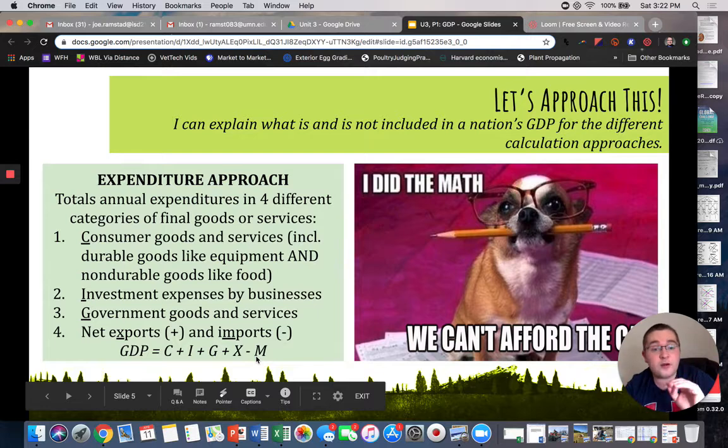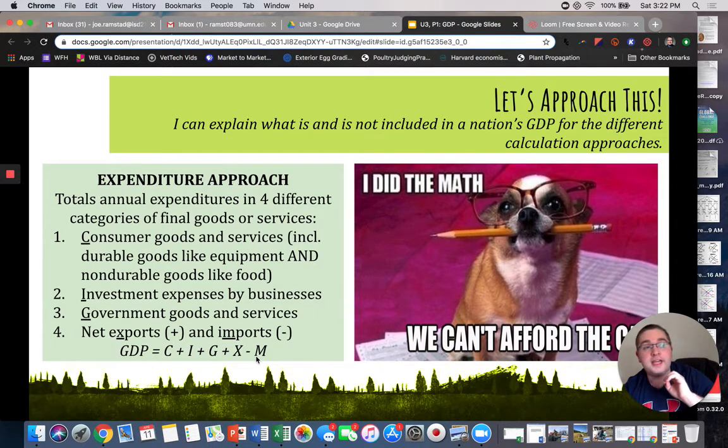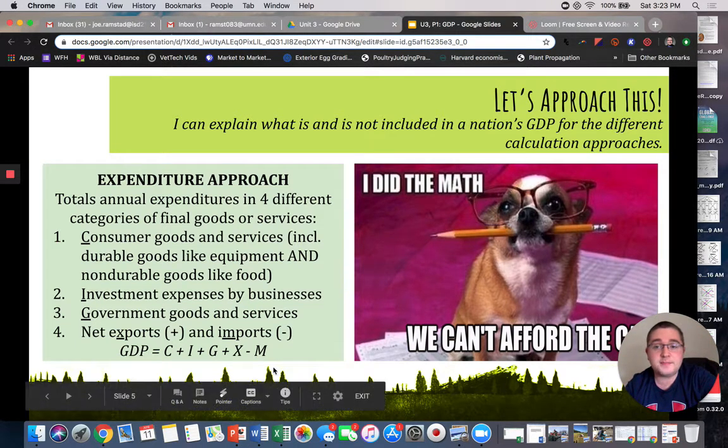So we have to subtract what we are importing in that GDP, because obviously we are not producing what we're importing, we are importing what we are getting from other countries. So we need to subtract that from our overall GDP. Okay, so this is the expenditure approach.